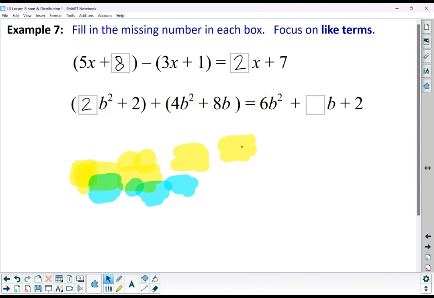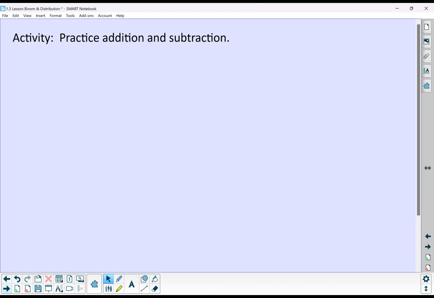And then I'm going to look for all the ones that are just b. And I just have these two, 8b on one side of the equation and a mystery number of b on the other. Well, those have to be the same. They have to both be 8. And then finally, for constants, I have 2's, and that's already there. I don't have to worry about it. Okay. All right, so if you want to try the addition and subtraction practice on your assignment, you can.